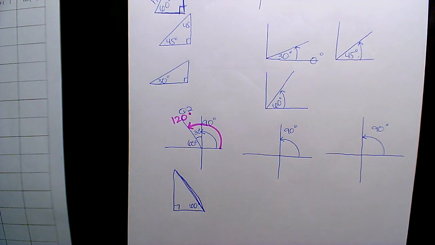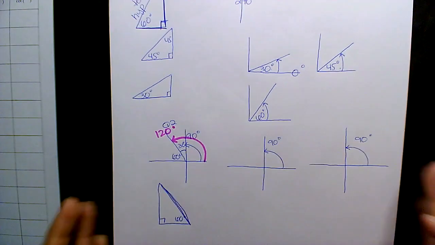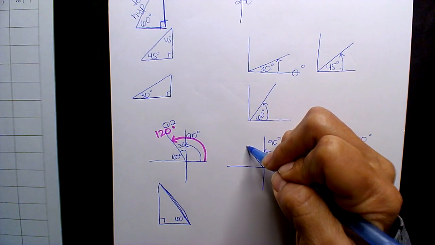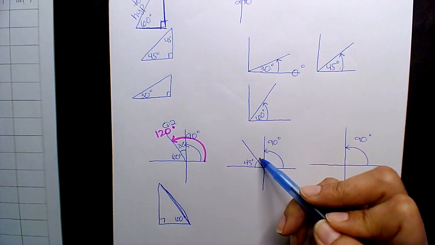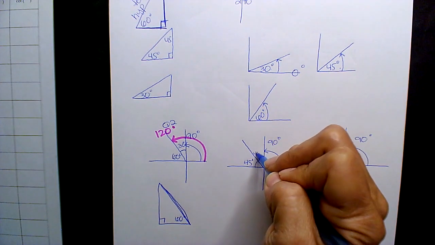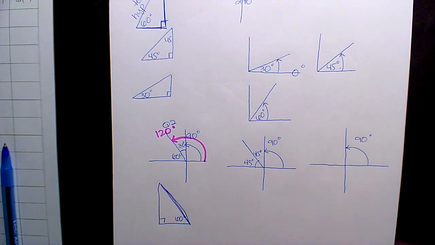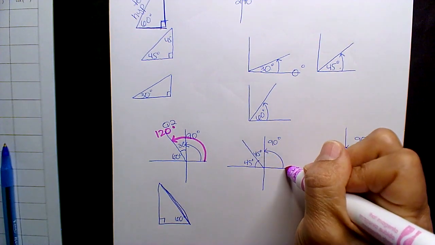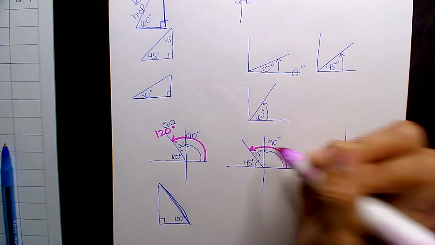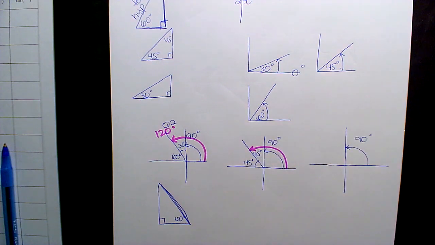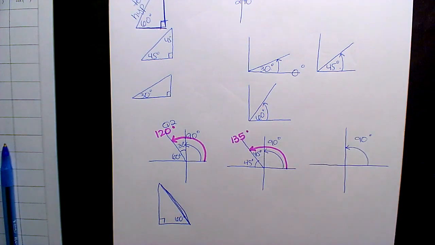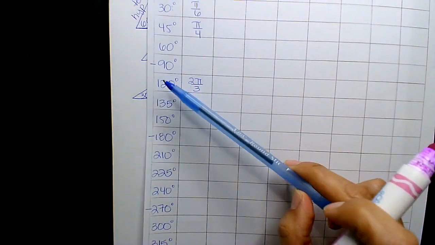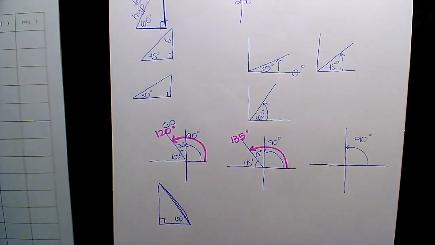Okay, so now go to your next reference, 45. If this is 45 degrees, what's the complementary angle here? 45. And again, I want to know this degree measure from 0 to the terminal side. And what is that? 135. And that's why the next one is 120, 135.